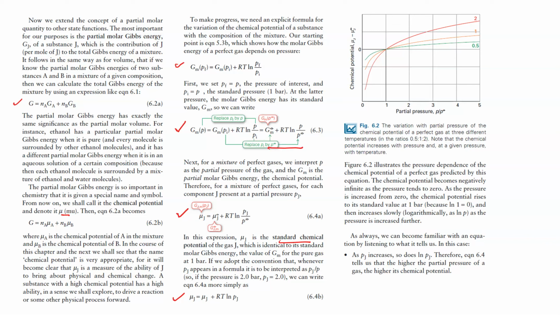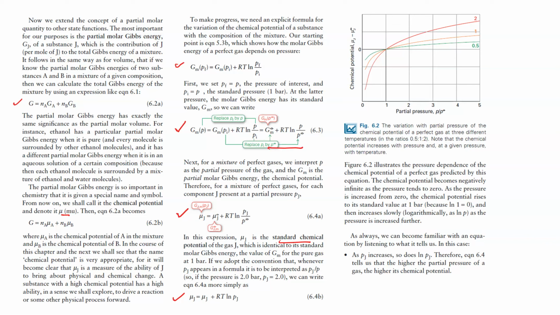As always, we can become familiar with an equation by listening to what it's telling us. In this case, as P sub J, or pressure of substance J, increases, so does the natural log of P sub J. Therefore, equation 6.4 tells us that the higher the partial pressure of a gas, the higher its chemical potential.